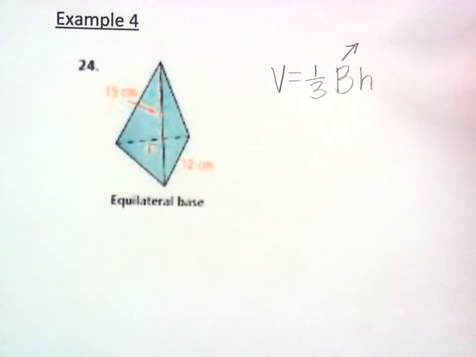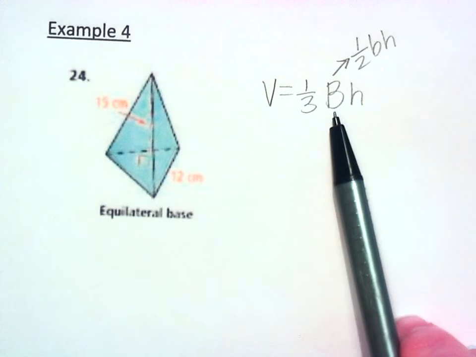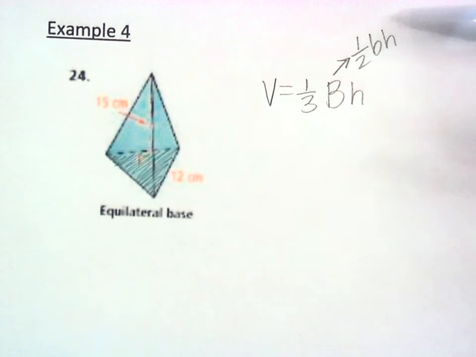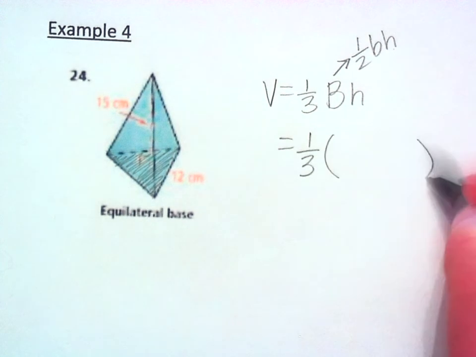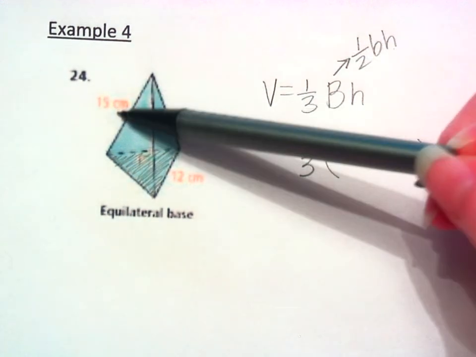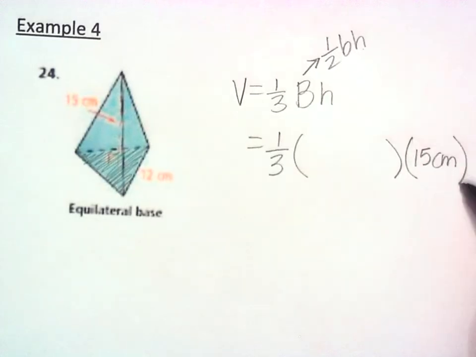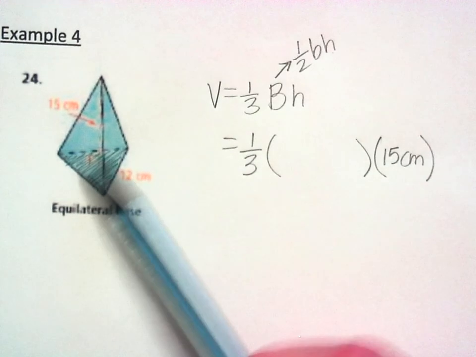So to find its area, we're going to do 1/2 base times height. One more time, remember that capital B means area of the base, so area of this triangle. And we find area by doing 1/2 base times height for a triangle. I already know the height of my pyramid. It is this red dotted line here, 15 centimeters. So I'm going to go ahead and write that in for the height, because I already know that. But I'm going to need to find the area of that shaded base.